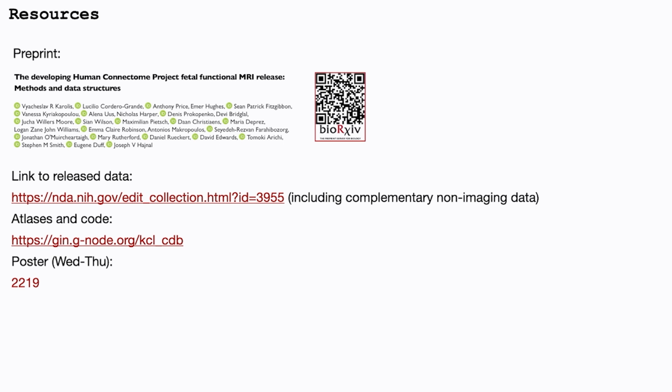I really hope that this data set can be useful for the neuroscientific community, because in addition to fMRI data, it includes anatomical data, diffusion data, as well as complementary non-imaging data. So you may also find useful the G-Node repository, which contains the HCP spatiotemporal atlases, both volumetric and surface. And I'm going to be at poster 2219 tomorrow. Thank you.